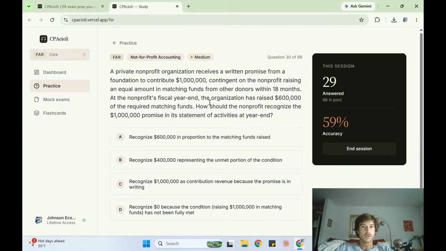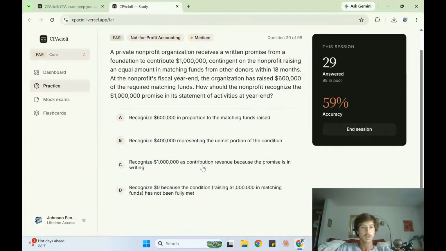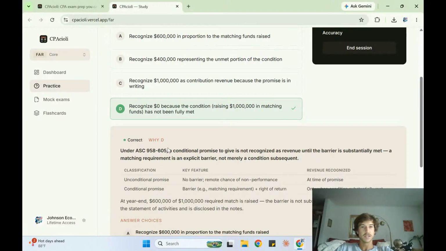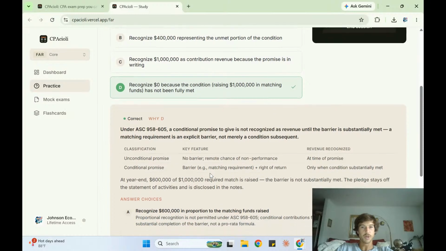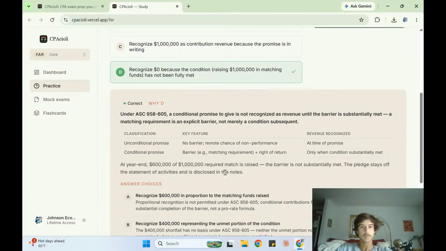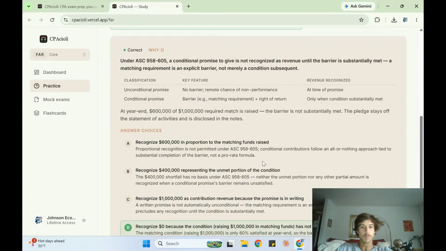All right, I'm gonna get one right. Let's see. I think it's D. Nice. Okay. Conditional promise to give is not recognized as revenue until the barrier is substantially met. The matching requirement is explicit barrier, not merely condition. I wonder what it means by substantially met.